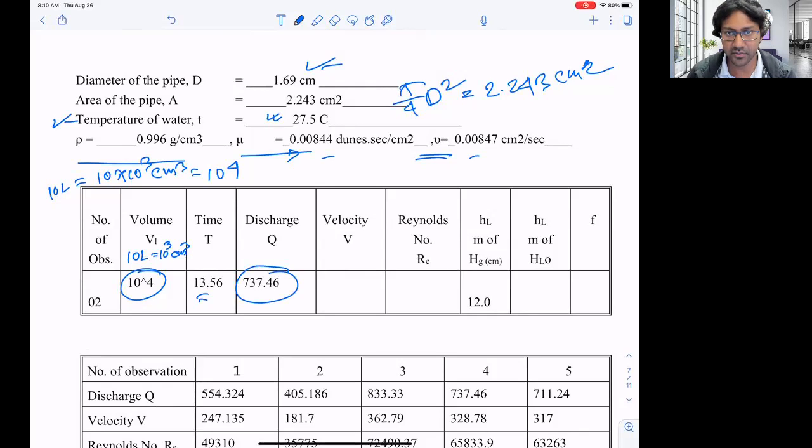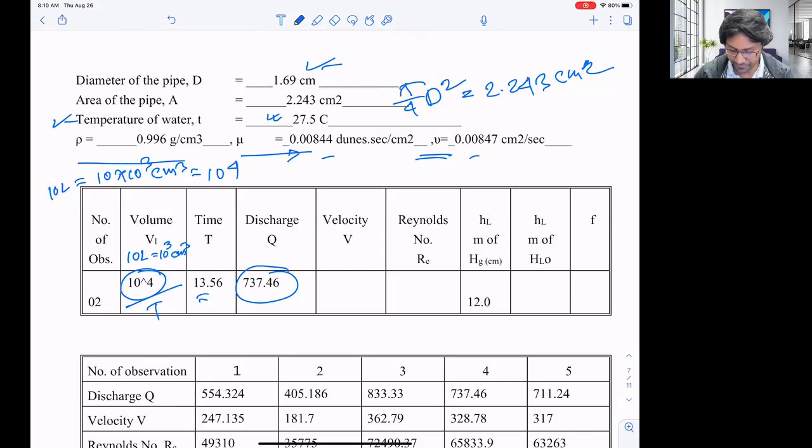You'll get the Q directly from the experiment. We have the Q, right? How can we measure that? As before, we have 10 to the power 4 divided by 13.56, which gives 737.46. If you divide this by t, then you are getting this one.